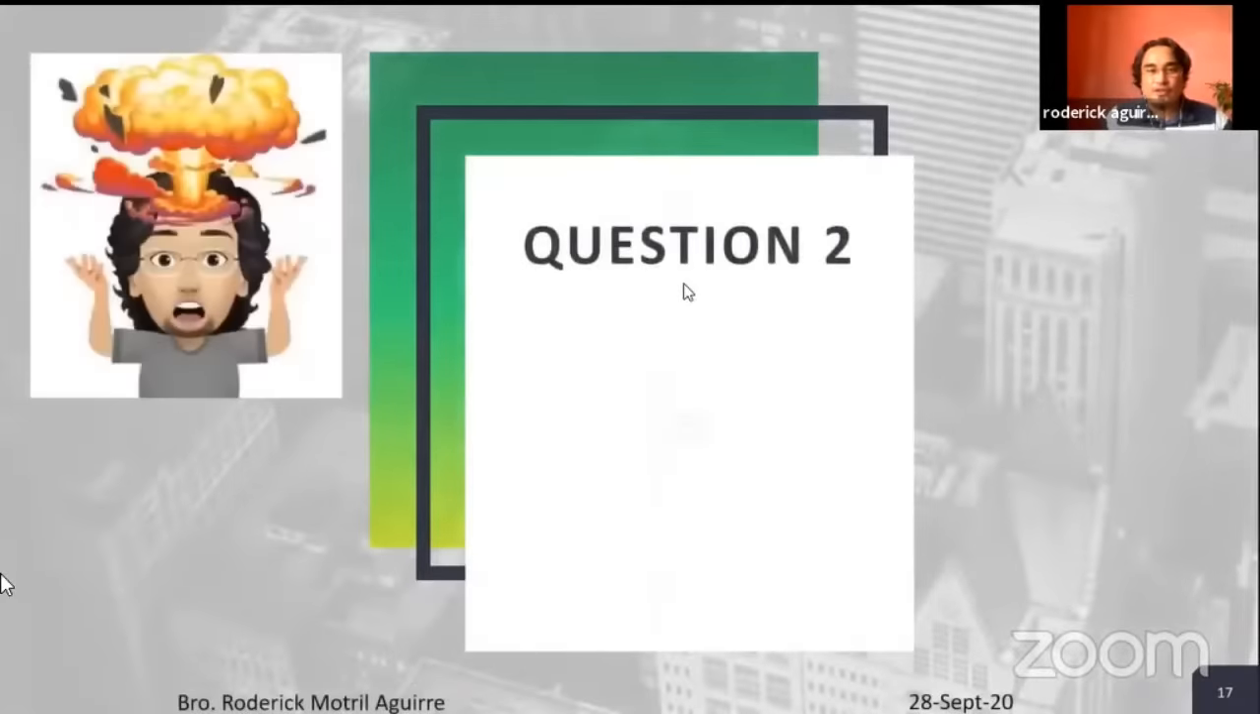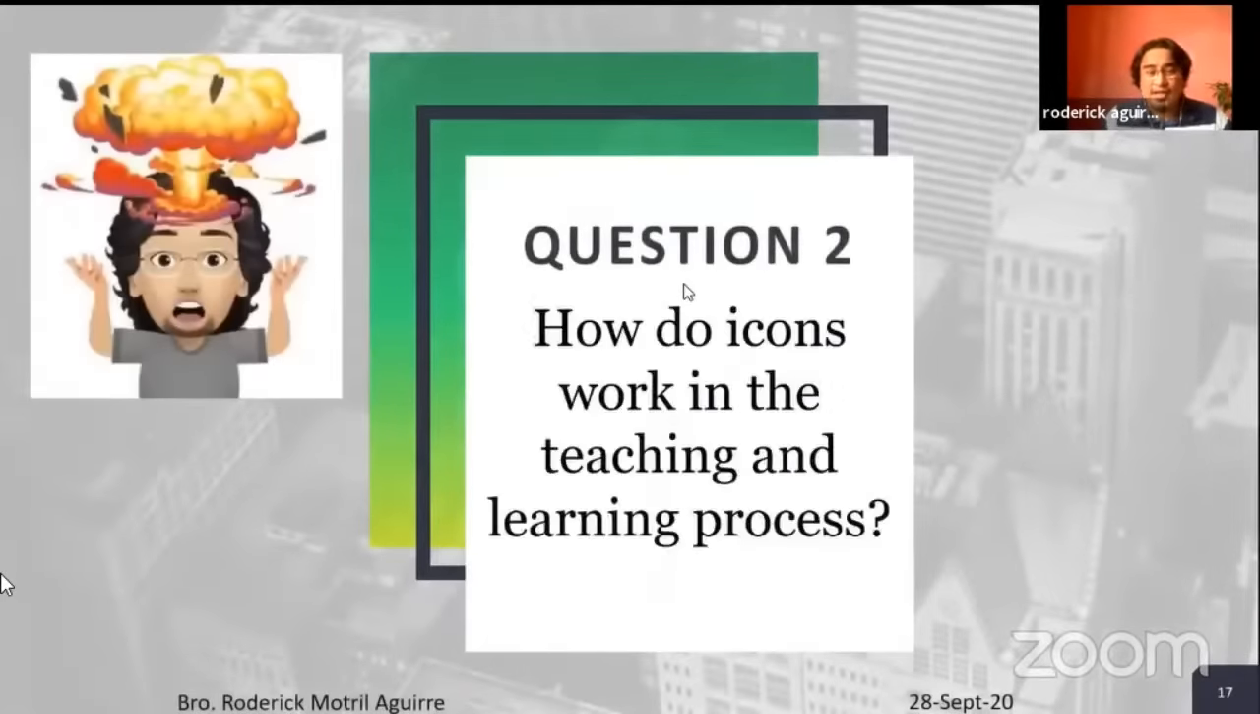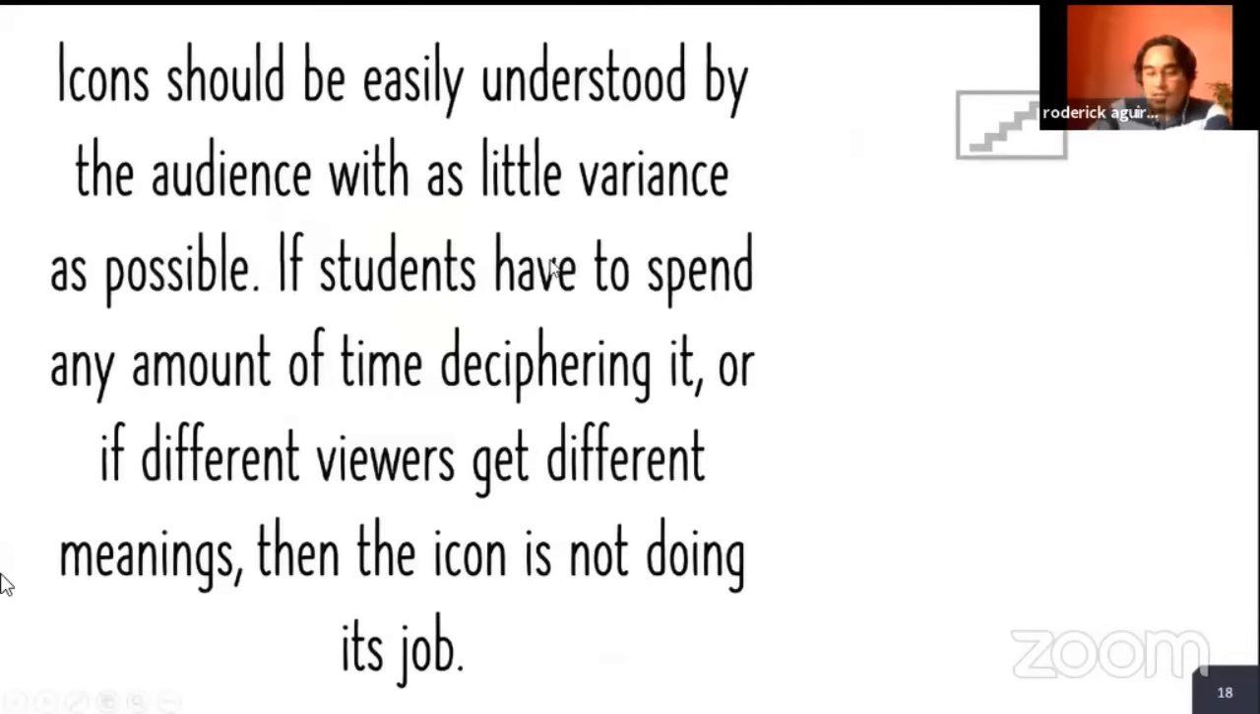Next, we have question number 2. How do icons work in the teaching and learning process? Okay, we're now at question number 2. Let's save this. Here is our answer. Icons should be easily understood by the audience or our students with as little variance as possible. So that means the message should be direct right away. It's not good if, when you look at the icon, you have to think deeply. What does that mean?